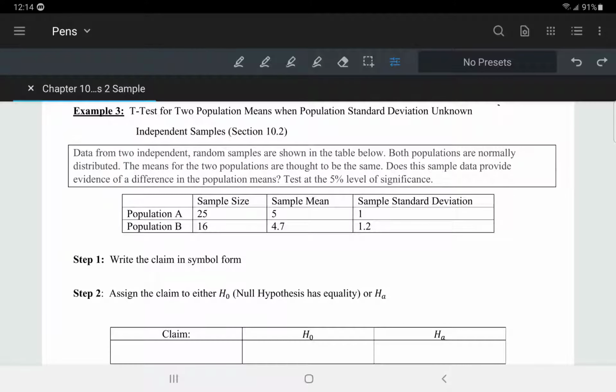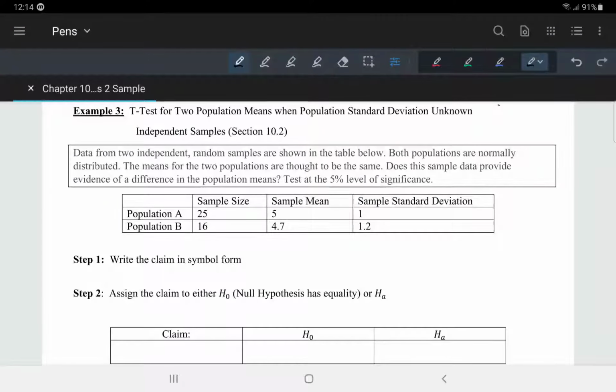Data from two independent random samples are shown in the table below. Both populations are normally distributed. The means for the two populations are thought to be the same. Does this sample data provide evidence of a difference in the population means? Test at the 5% significance level.